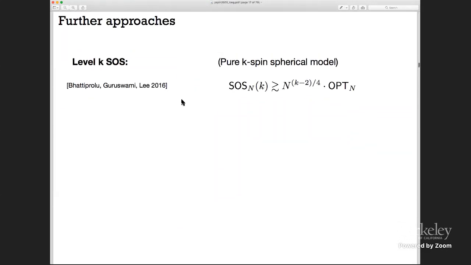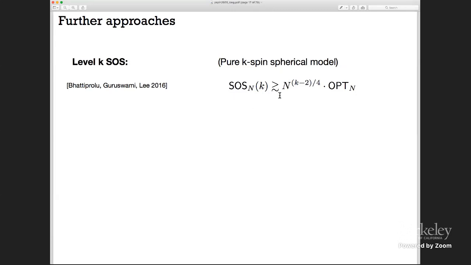Okay, so further approaches, you can consider now the spherical case. So let's relax this Boolean constraint, the plus-minus one constraint, and just consider the spherical case. But now let's consider a homogeneous degree K polynomial, which is called the pure K-spin spherical model. And you can consider also the SOS hierarchy at level K. So you match the degree of the polynomial in your hierarchy.